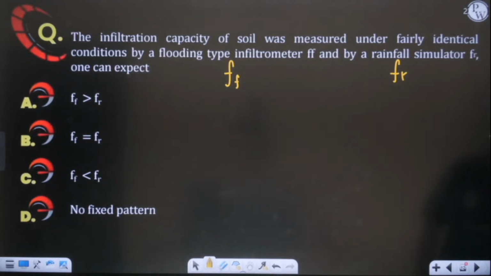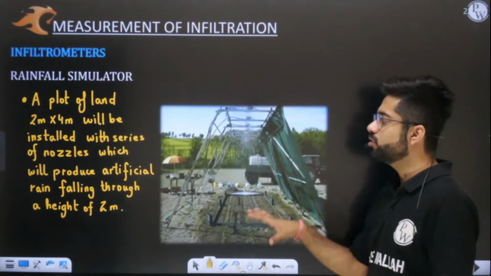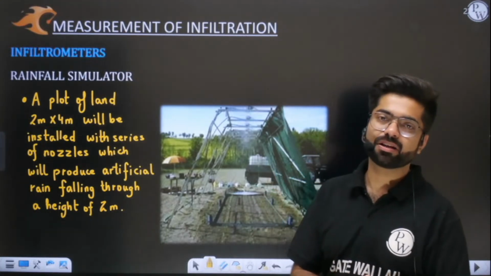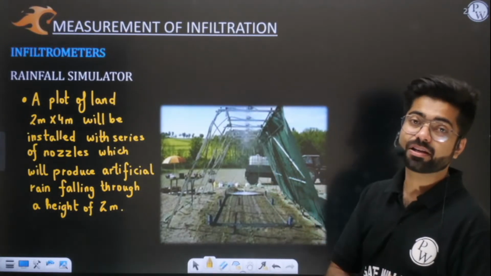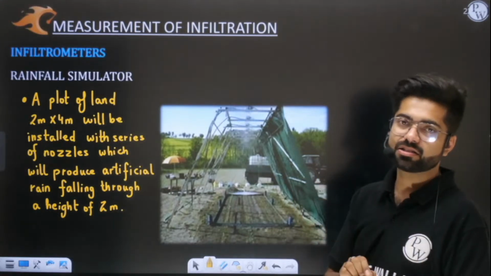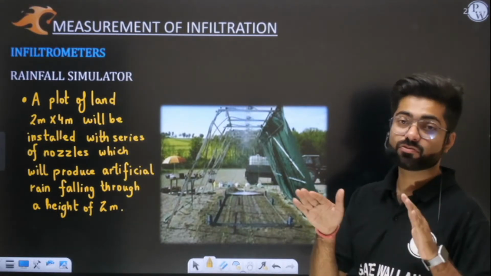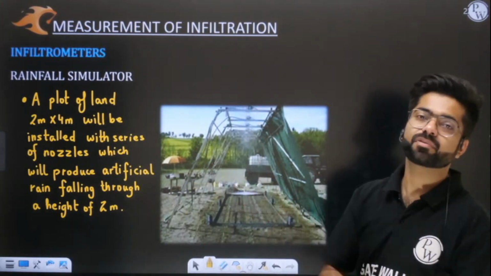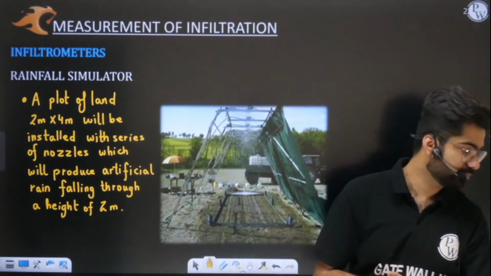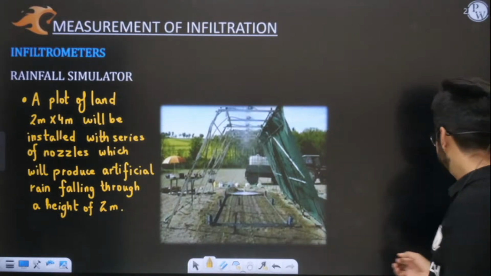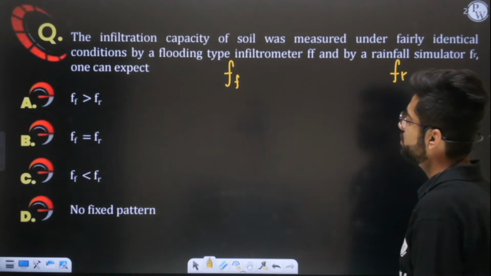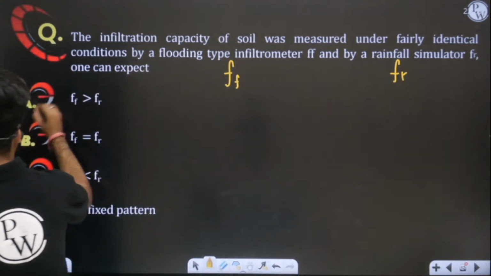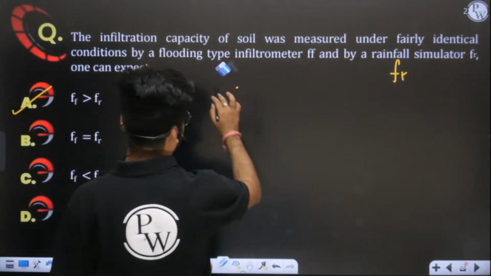Now I think you can guess it. Because of rainfall, there is compaction, and because of compaction, soil voids will decrease. When void size decreases, obviously less water will go inside, so infiltration will decrease. Is it tough? Obviously the rainfall simulator will give you lesser values, so option A will be correct. This is very simple, it's not that tough.